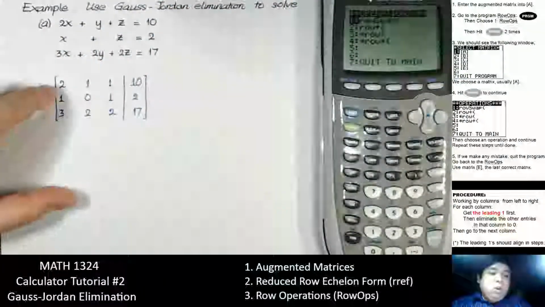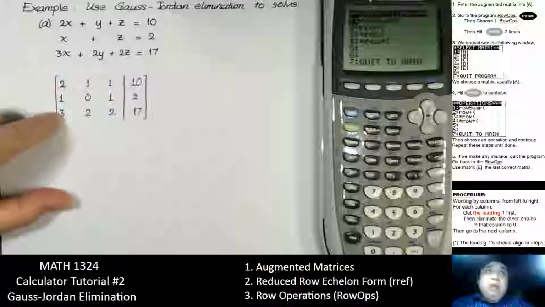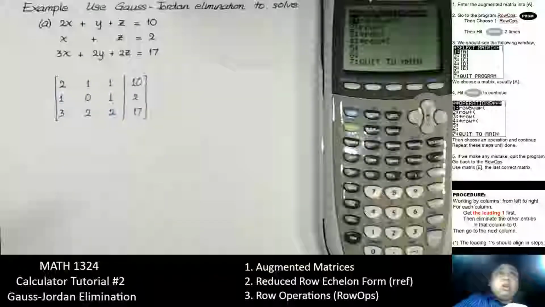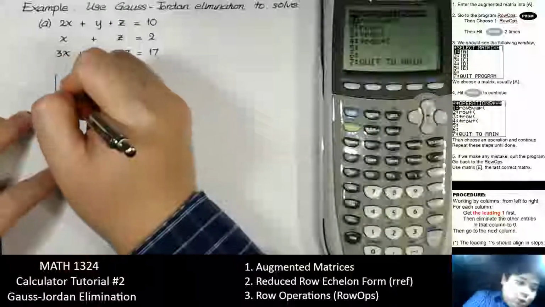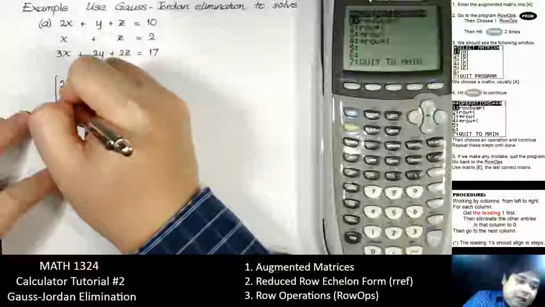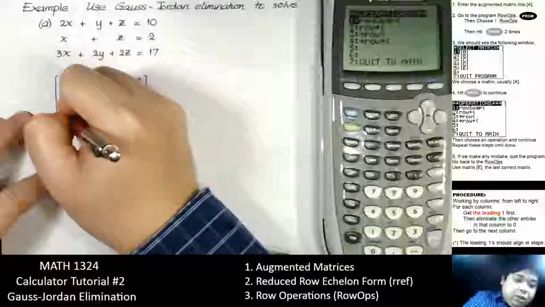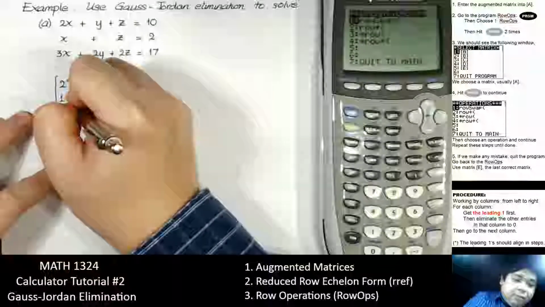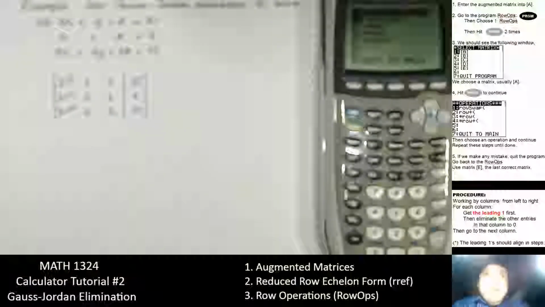So we're going to get the 1 first, and then we'll turn everything else to 0. In order to do that, we need this to be 1, and this 2 needs to be 0. That's the first step.